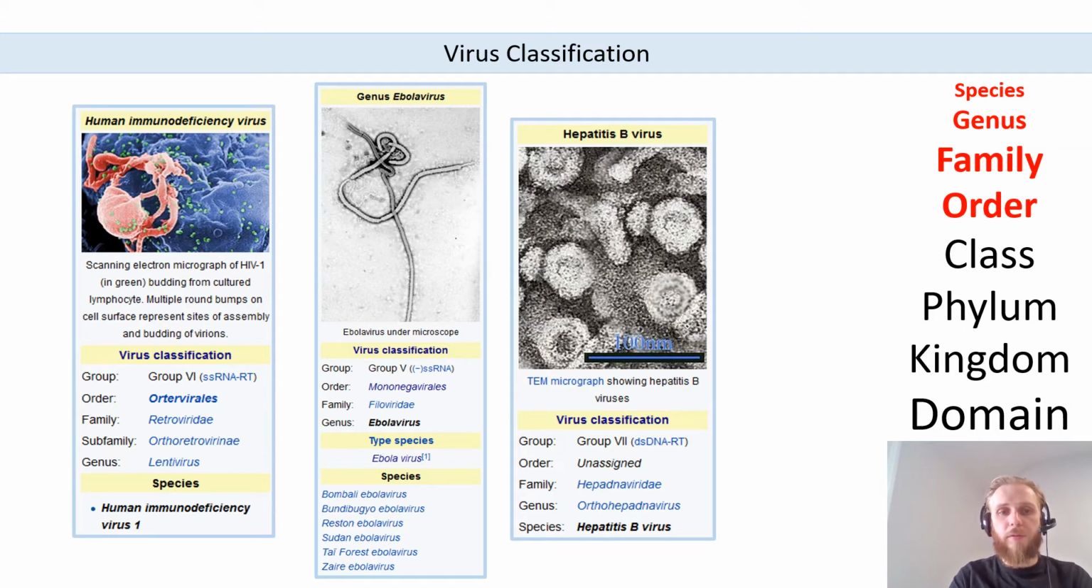Same for Ebola virus. So we can see there's a genus, we can see there's a family, we can see there's an order, but no kingdom, no phylum, no domain. Same for hepatitis B virus. Species, genus, family, order, and then the classification system that we've talked about, phylogenetics, is abandoned because these viruses just don't fit into a class, they don't fit into a phylum, they don't fit into a kingdom, and they don't fit into a domain. What you can see instead is something called a group, and this group refers to the Baltimore classification system that we're going to talk about later in the lecture.